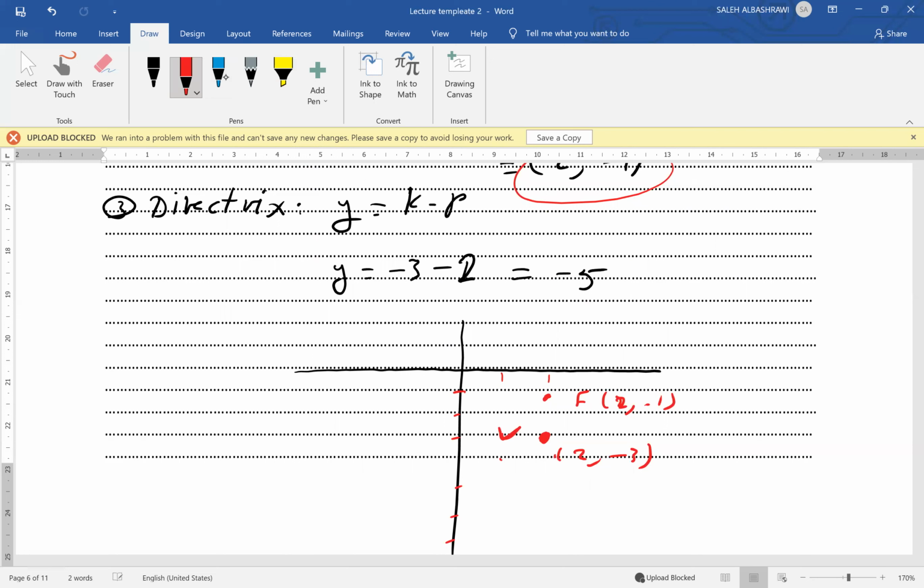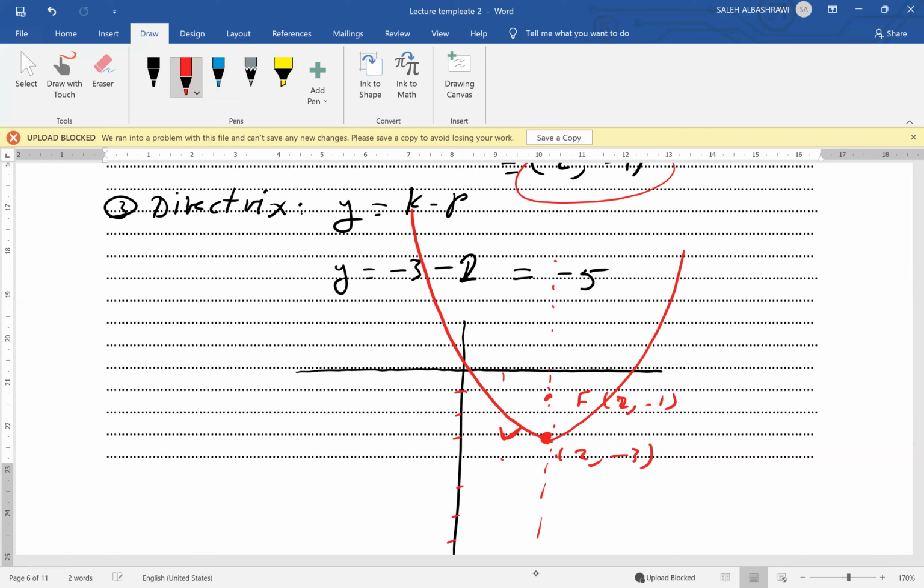And the focus point must be inside the parabola. So this is open upward. This is the axis of symmetry. And the directrix is y equal to -5. So this is -4, -5. We'll have this line with y equal to -5 for the directrix. So this is the vertex, focus, and directrix of this parabola.